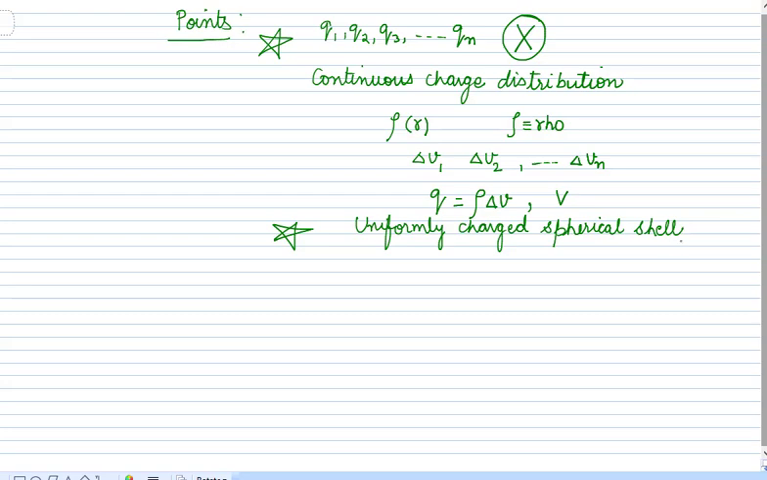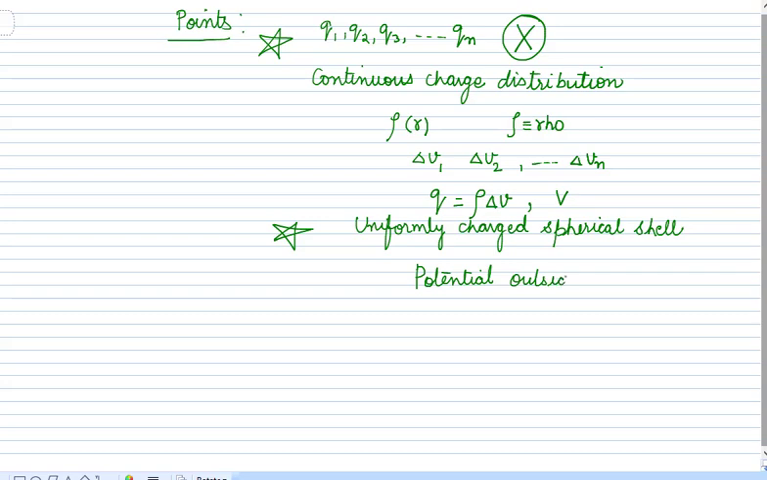field behaves as if the entire charge is concentrated at the center. If you want to go to this derivation, I have given a link below of this lecture. I have given you the link for the application of Gauss law, where we have calculated the electric field due to a spherical shell. But as for now, you can simply say that the electric field outside the shell simply behaves as if the total charge is concentrated at the center of the spherical shell.